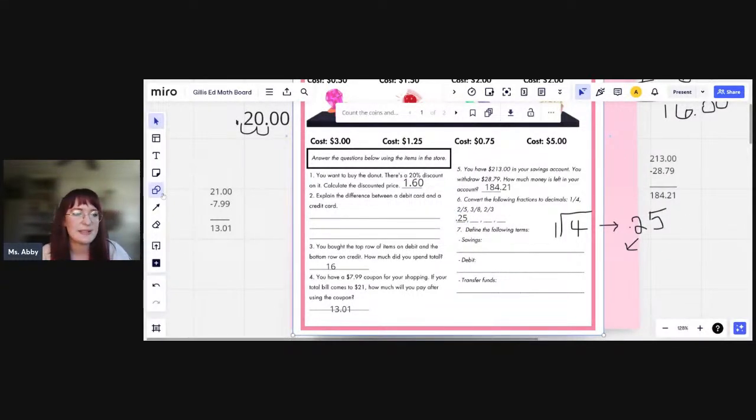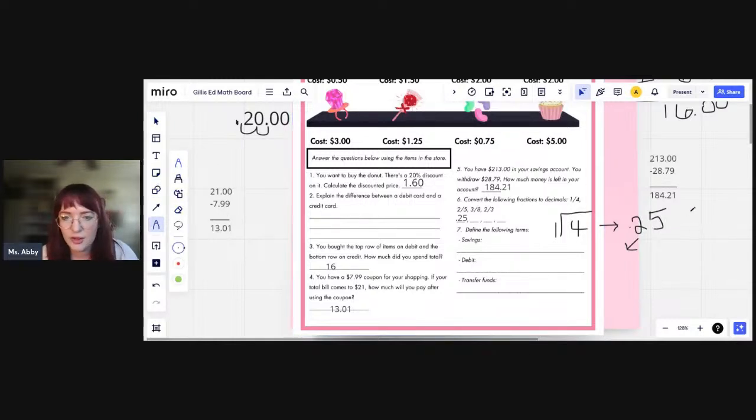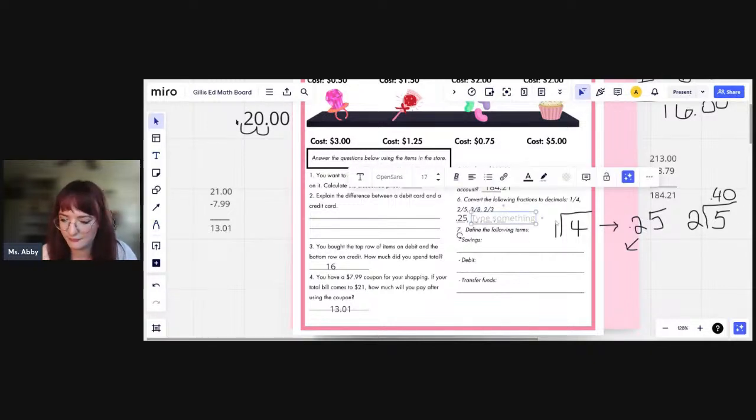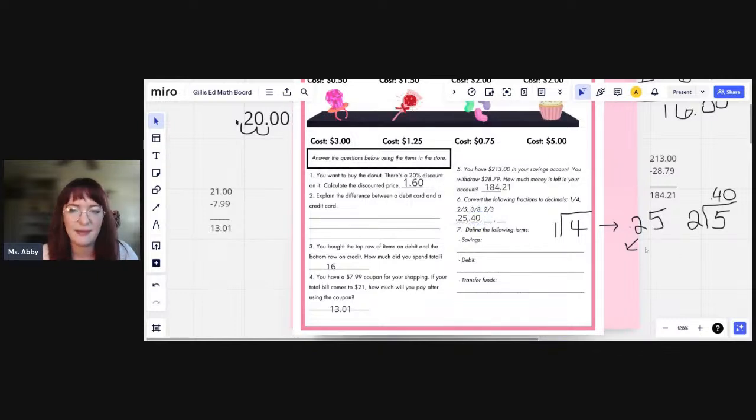So the next one, you're going to set it up the same way. You're going to set it up by dividing 2 by 5. So 2 divided by 5 is going to be 0.40. So when you have 2 divided by 5, you'll know that it is 0.40. We can move that right there.